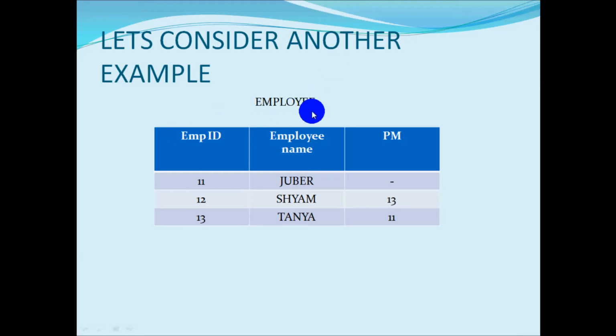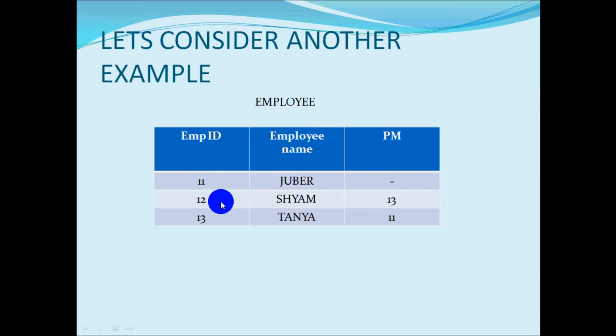So this is the employee entity type of this relational table. These three are the attributes. This is the primary key of the employee table, and these are the employee names, and this is the project manager, the short form I have written here, that is PM. You can see here, 11 is not a project manager. So let's go line by line. So employee ID 11, Zubair, is not the project manager.